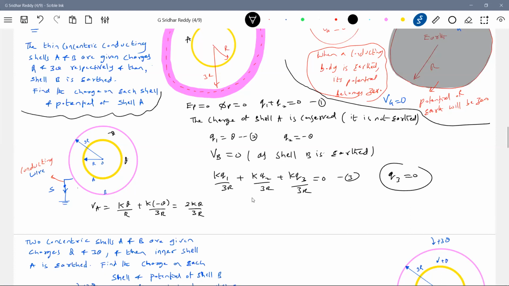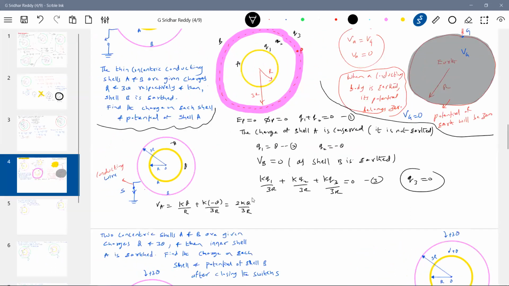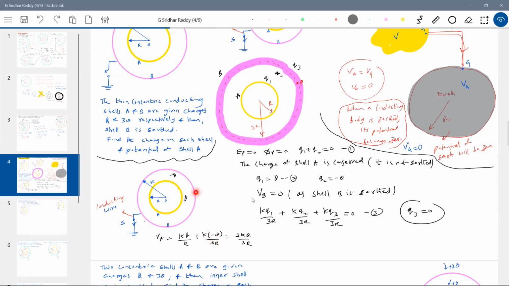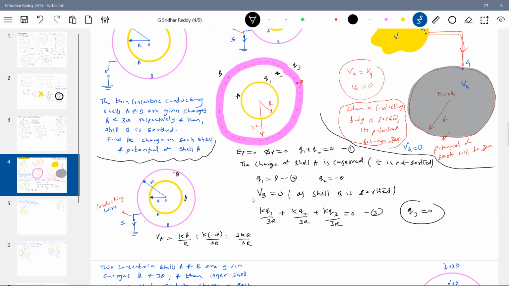Sir, but potential at B will be 0 now, sir. Yeah, I wrote 0. No, sir, so potential at A should be only KQ by R now. By the superposition principle, ma'am, when you're calculating potential at shell A, looking at this diagram, it is KQ by R minus KQ by 3R. I know the potential of shell B is 0, no doubt. But the potential at a given point is due to the charge on all surfaces, whether you earth a shell or you don't earth a shell.